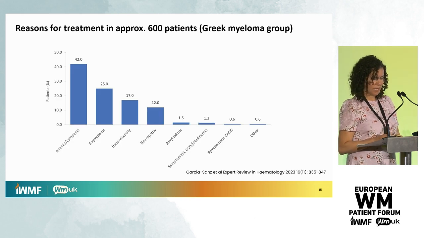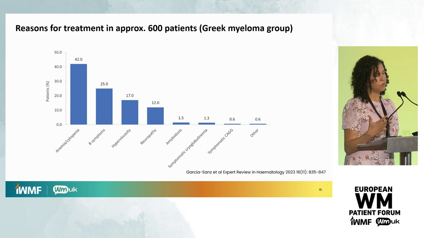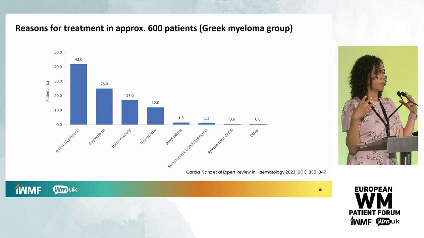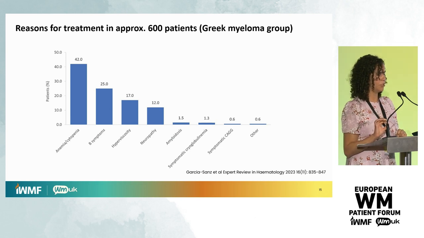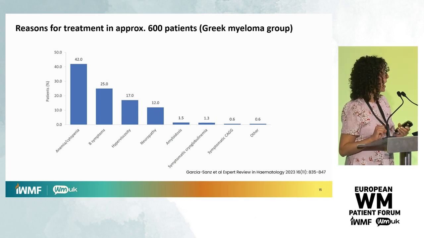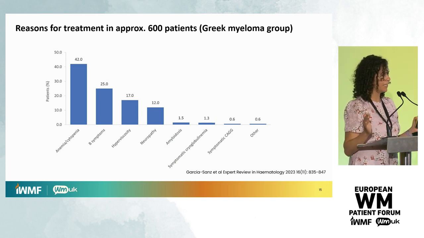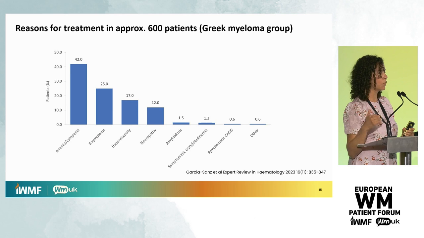So I thought I would highlight a couple of recent publications just to give you an idea as a group what the main reasons for treatment are, the first treatment for patients. One of the publications is from the Greek group who are interested in WM, and they looked at a large number of patients who had their first treatment. What were the reasons for their treatment?